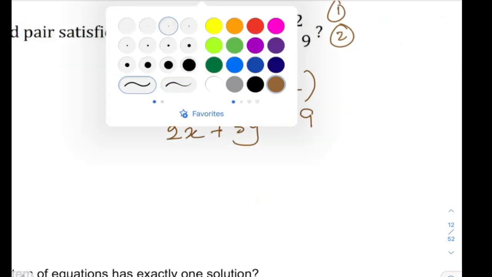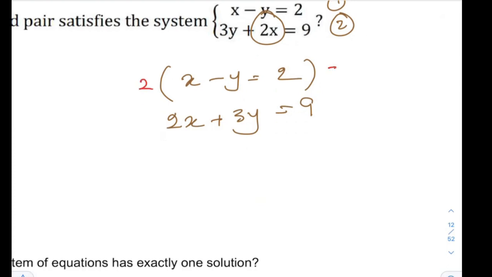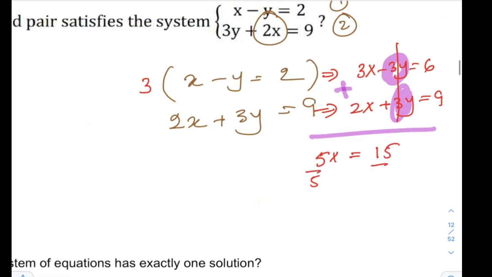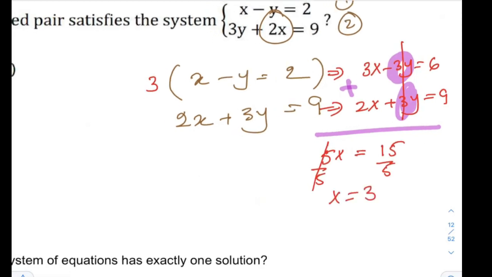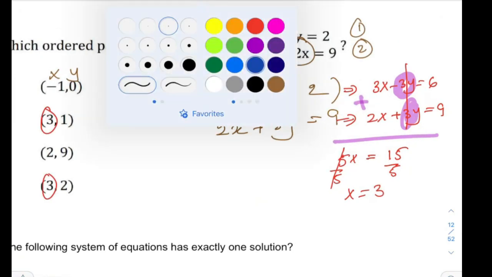If I multiply the first equation by 2, then the other will be by 3. Let's try by 3 also. You will see why I'm choosing 3. It will be 3x minus 3y equals 6, while the second equation remains the same. In this case, we have -3y and positive 3y, so we can add to get rid of y. So it will be 5x, and x is 3.